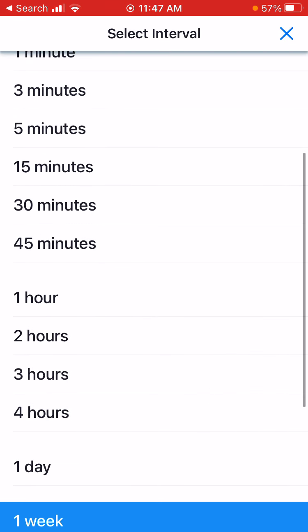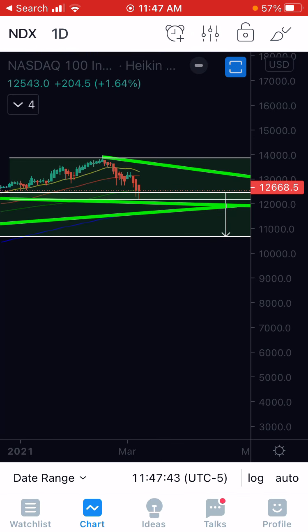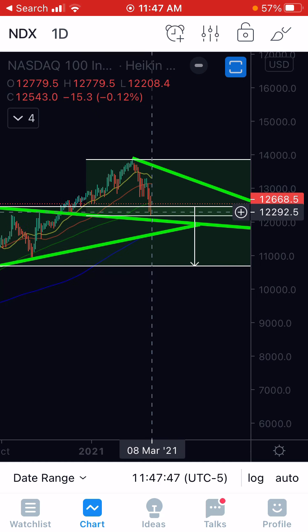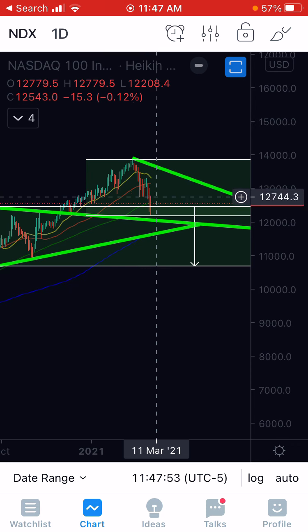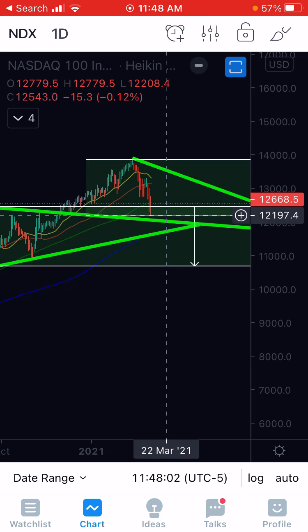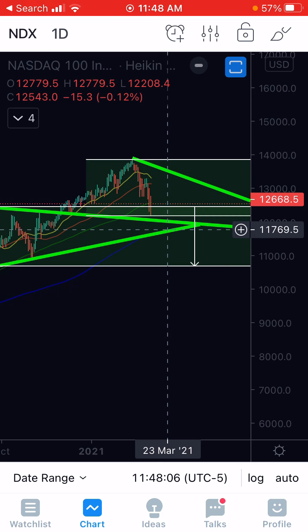So let's look at the daily here. We still have a death cross that's coming in here on the daily. So we could get a bounce here, right? I like that we held and closed a weekly close above the 21-week EMA. We could get a bounce here, come back up and test this 13,100. Get rejected, fall back down on this death cross, which could bring us down lower.